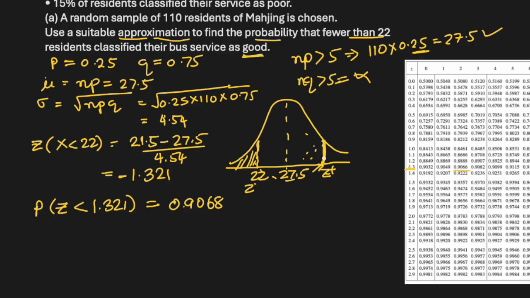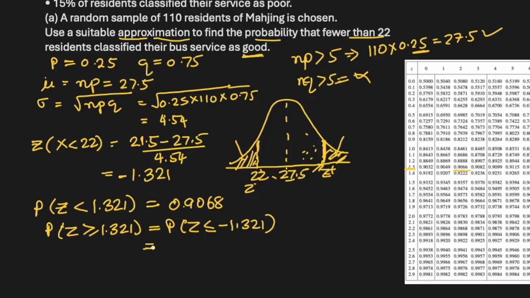So this area under the positive side is 0.9068, but we wanted more because it is reflected. For finding this area, we have to find the area which is more. So the probability that z is more than or equal to 1.321, which is the probability that z is less than or equal to minus 1.321, it is the same thing, is 1 minus 0.9068. So we have to subtract from 1 so that we get the correct one. It is 0.0932. This is the probability that fewer than 22 residents will say it is good. Very, very low probability.